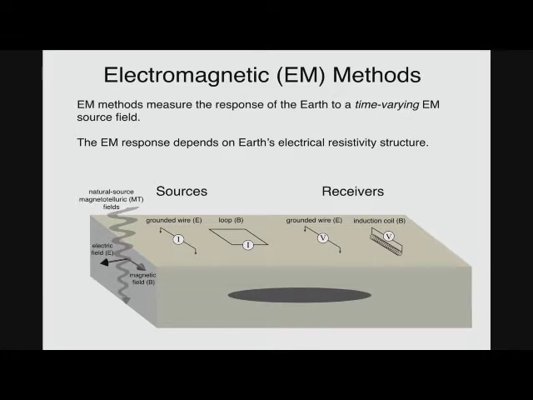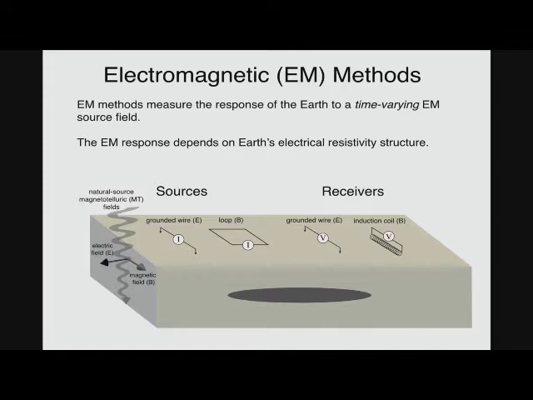Okay, so what are electromagnetic methods? Well, they're methods that measure time-varying electromagnetic fields in the Earth. So they're not static methods like DC resistivity. They're actually time-varying electromagnetic fields. And we measure the response of the Earth to those time-varying electromagnetic fields, in the same way that, if you go and do a seismic experiment, you're measuring the seismic response of the Earth to whatever the seismic source is, whether it's an earthquake or an air gun.